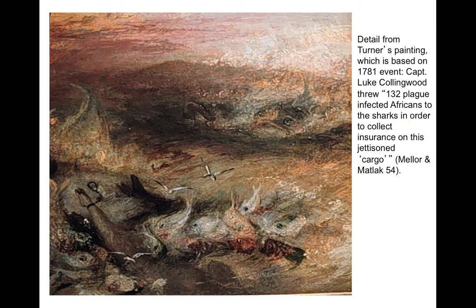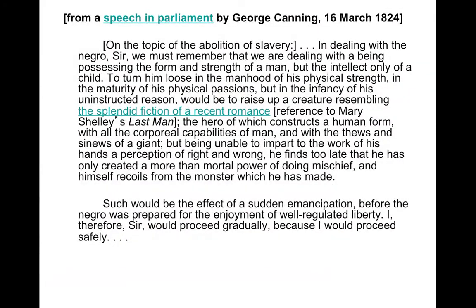And there's a close-up. So this is a detail from Turner's painting, which is based on a 1781 event. Captain Luke Collingwood threw 132 plague-infected Africans to the sharks in order to collect insurance on this jettisoned cargo. And it's in an anthology by Mellor and Matlack on page 54.